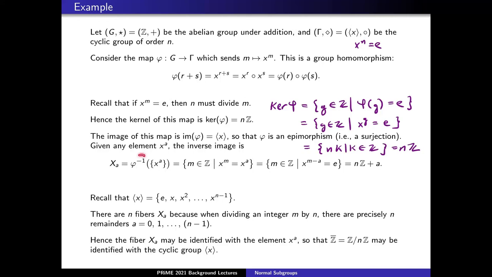Well, that is phi inverse of the set containing x to the a, which by definition is those integers m such that x to the m is equal to x to the a. If we compose on both sides of this equation by the multiplicative inverse of x to the a, then we have that we're just taking x to the a circle x to the negative a on both sides of this. And so we have x to the m minus a is equal to e. So in other words, n divides m minus a by this fact that we are assuming right here.